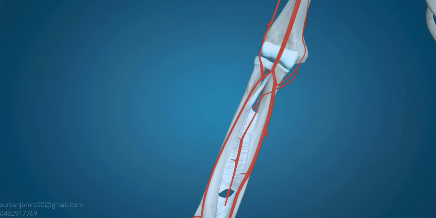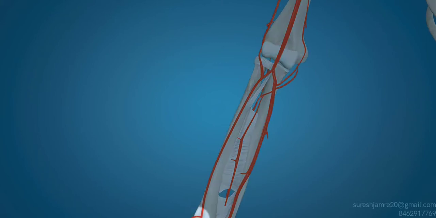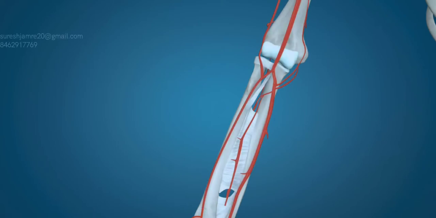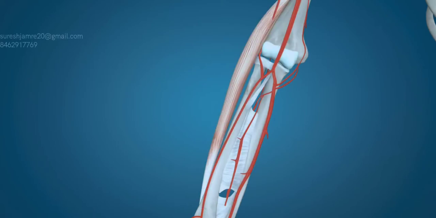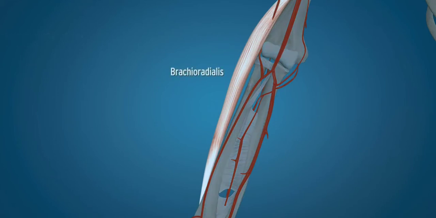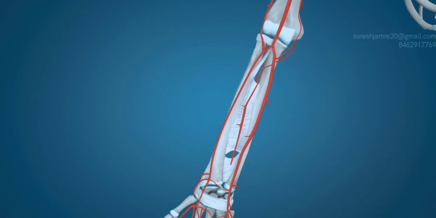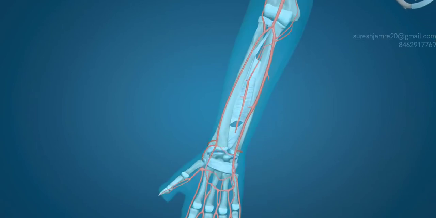It leaves the forearm by turning posteriorly and enters the anatomical snuff box. The radial pulse is felt on the anterior surface of distal end of radius lateral to the tendon of flexor carpi radialis. Relations in forearm. Anteriorly, in the proximal part, the artery is covered by the brachioradialis muscle. In the distal part, it is covered only by fasciae and skin.